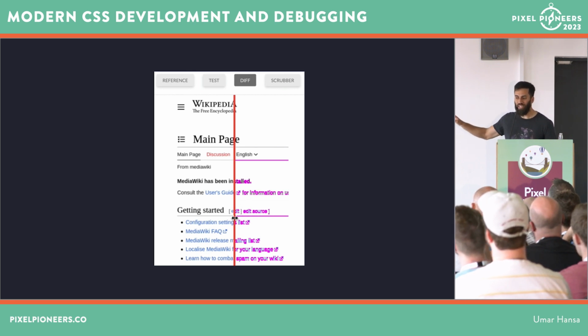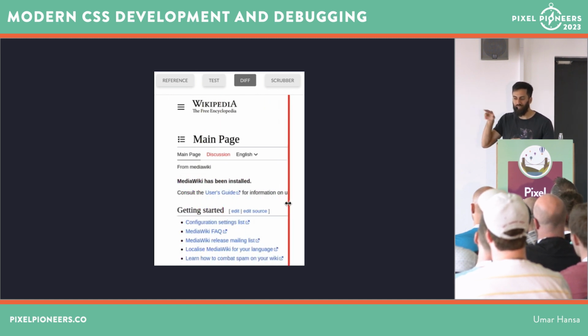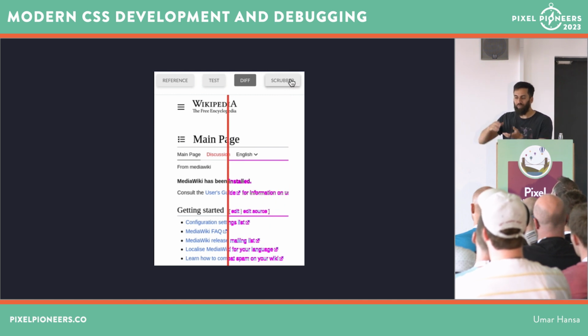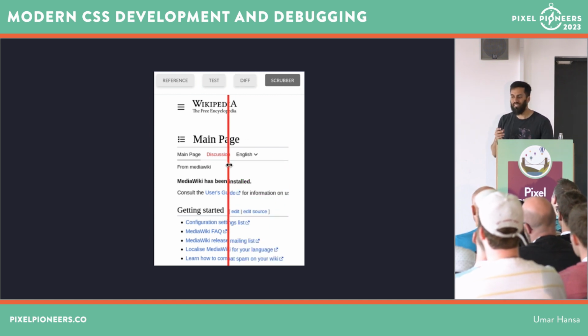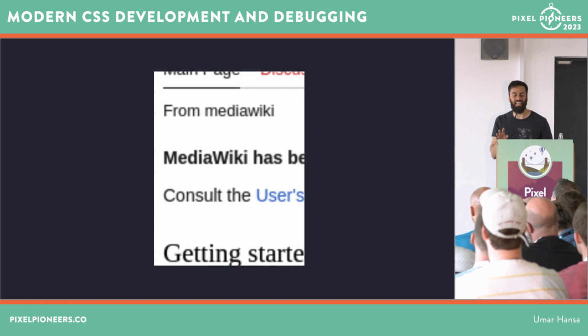Here, all that's changed is the border has increased by a pixel. Some border underneath the main page has increased by a pixel. And because of that, it's displaced everything else. And this is the reality of visual regression testing. So prepare yourself. But yeah, that's not really selling it, is it?